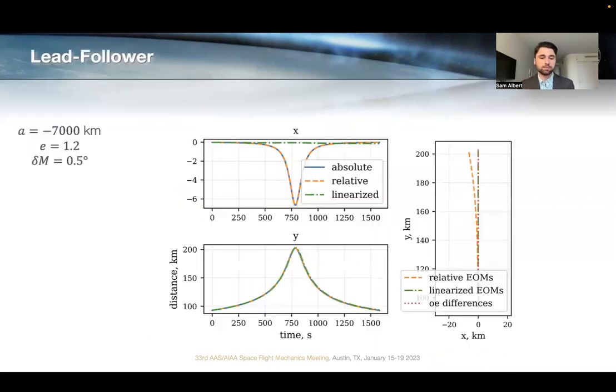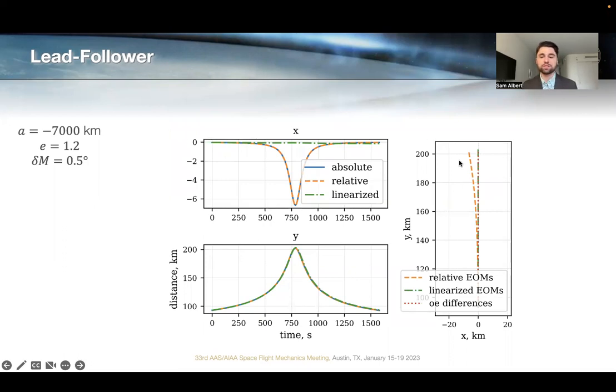Some quick numerical examples of this Keplerian motion. So this is, again, our lead follower formation. And you can see, as we saw earlier, almost all of the motion is in the y-axis. And on the x-axis, the blue is just solving the two-body problem for each spacecraft. And the orange dashed line is the relative equations of motion. And as expected, those match exactly. And the actual motion has a little bit of a component along the x-axis. And then when we linearize, that component disappears entirely.